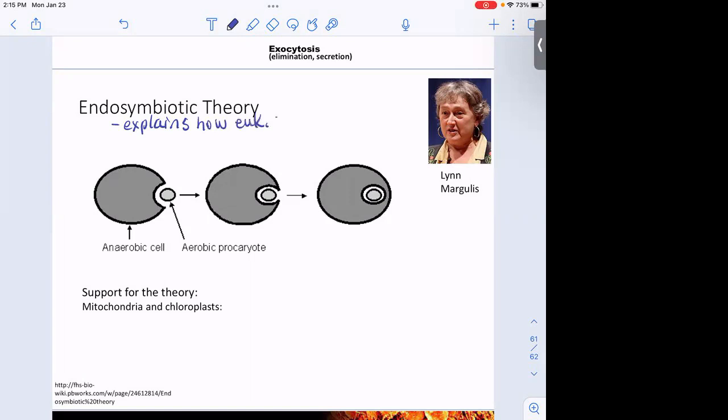It explains how eukaryotic cells, we'll say, came to be. The theory also says that mitochondria and chloroplasts originated as bacteria.